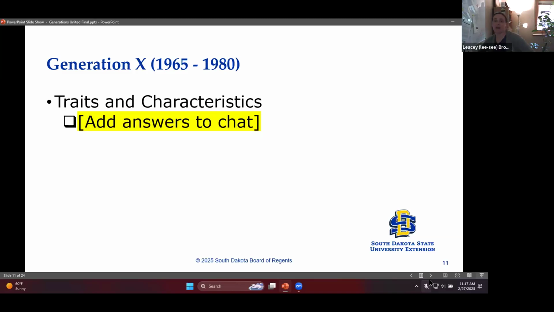Shauna, hard. Okay, now Gen X, those folks born from 1965 to 1980. Hardworking. I see that, Shauna. What do we have to say about Gen X? What are the characteristics of Generation X? Latchkey kids.